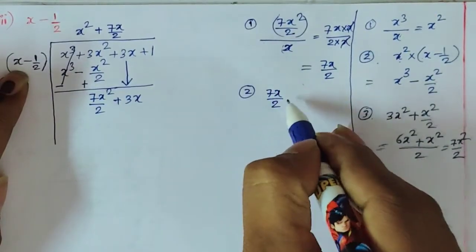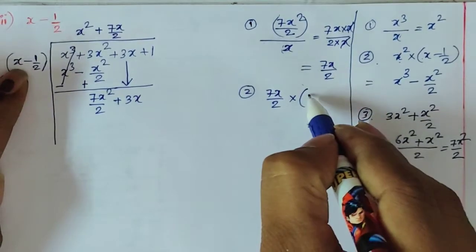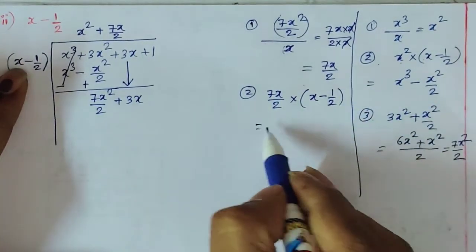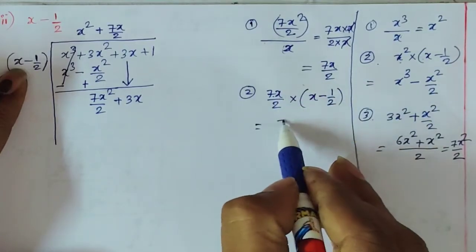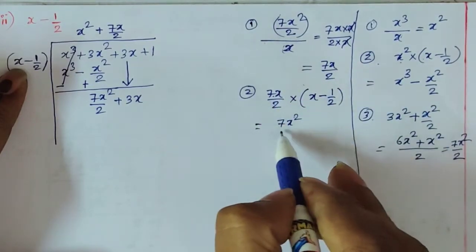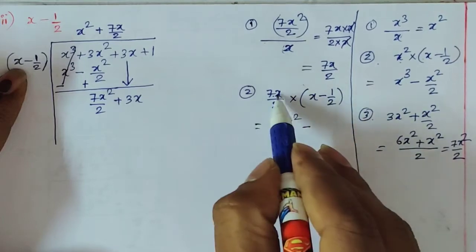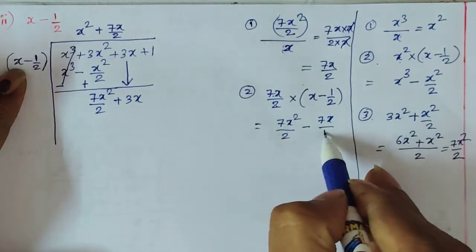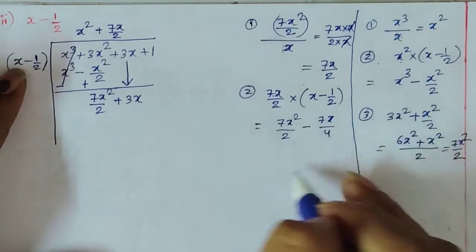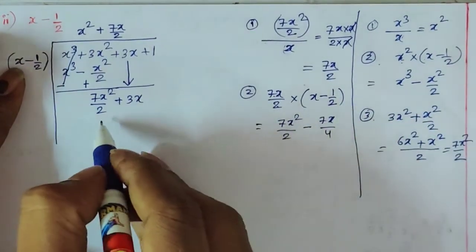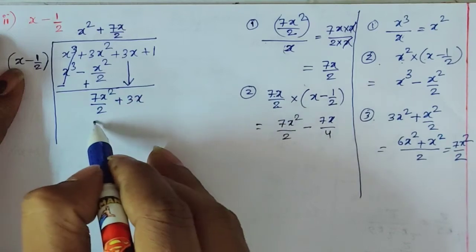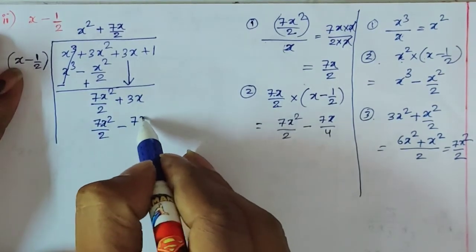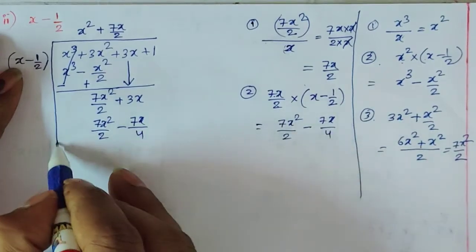Now the second step, with this you need to multiply the divisor. 7x by 2 into, what is the divisor here? X minus 1 by 2. So 7x into x, 7x square by 2 minus 7x into 1, 7x, 2 into 2, 4. So we got this much. So write this just below this. So 7x square by 2 minus 7x by 4.